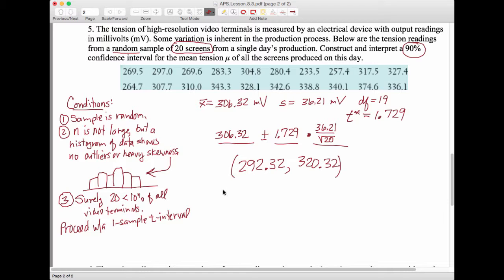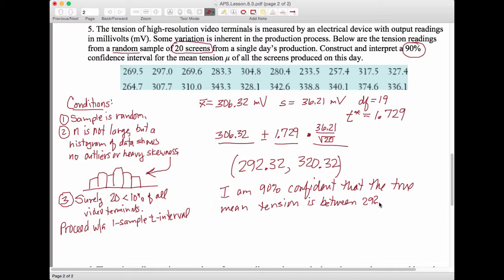So there's our interval, and so now we can interpret it and say I am 90% confident that the true mean tension is between 292.32 and 320.32 millivolts. And that would be the interpretation.